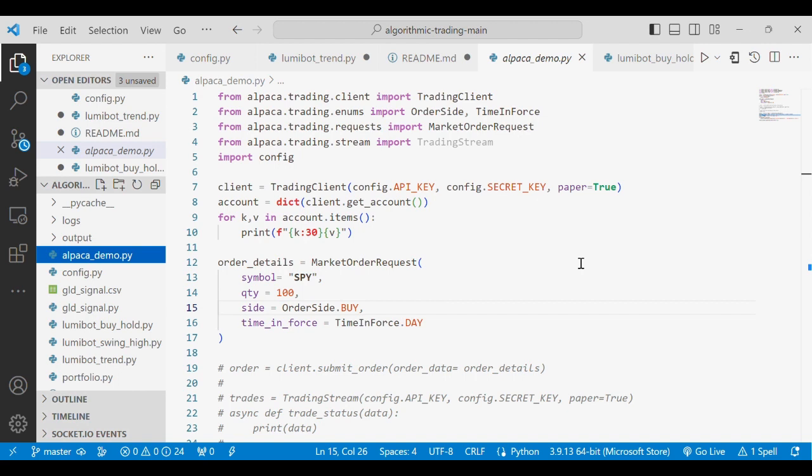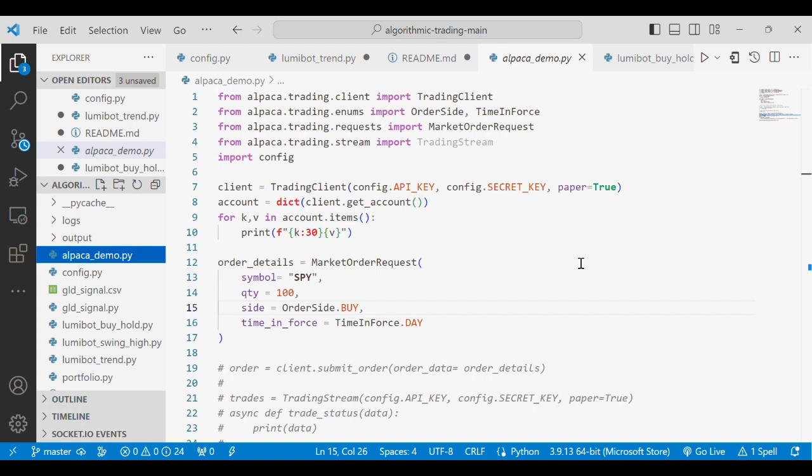So let me start explaining this code. So basically this code is related to submitting orders, streaming the trade updates, and testing purposes, and to prevent unintended actions during code execution.